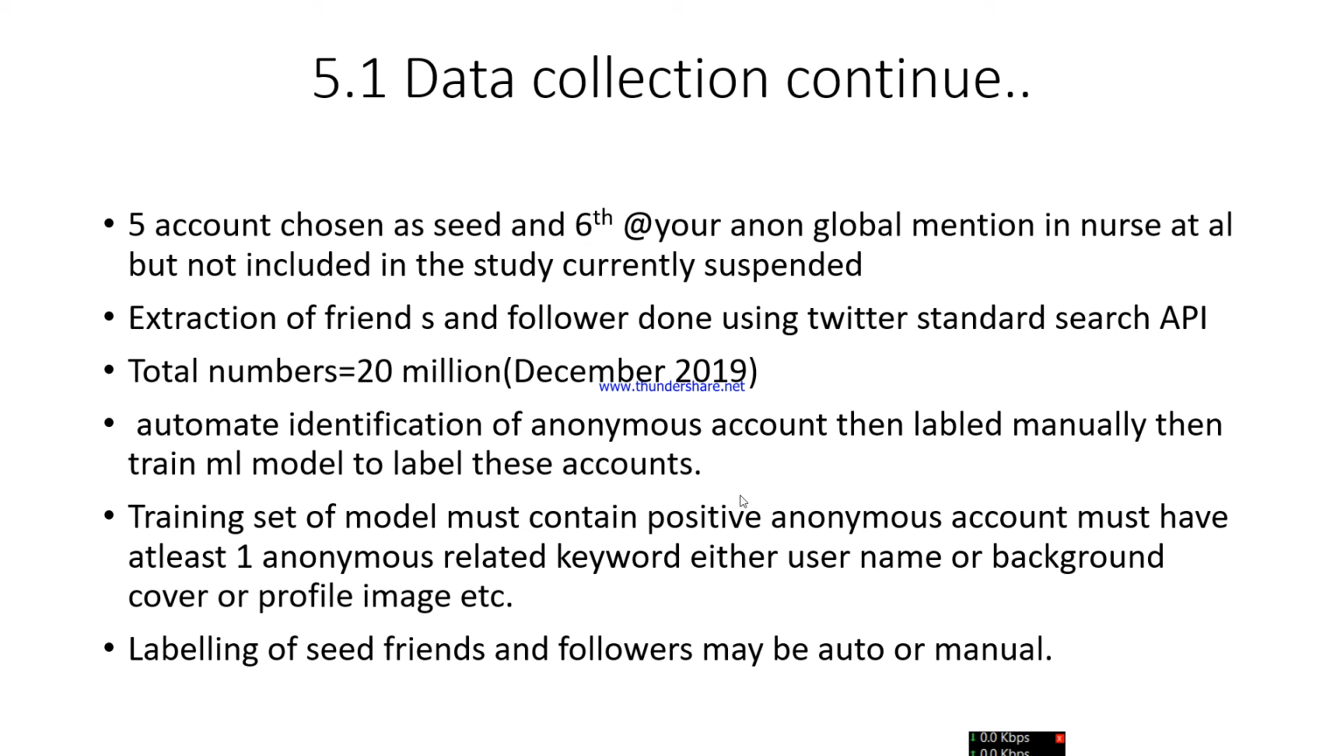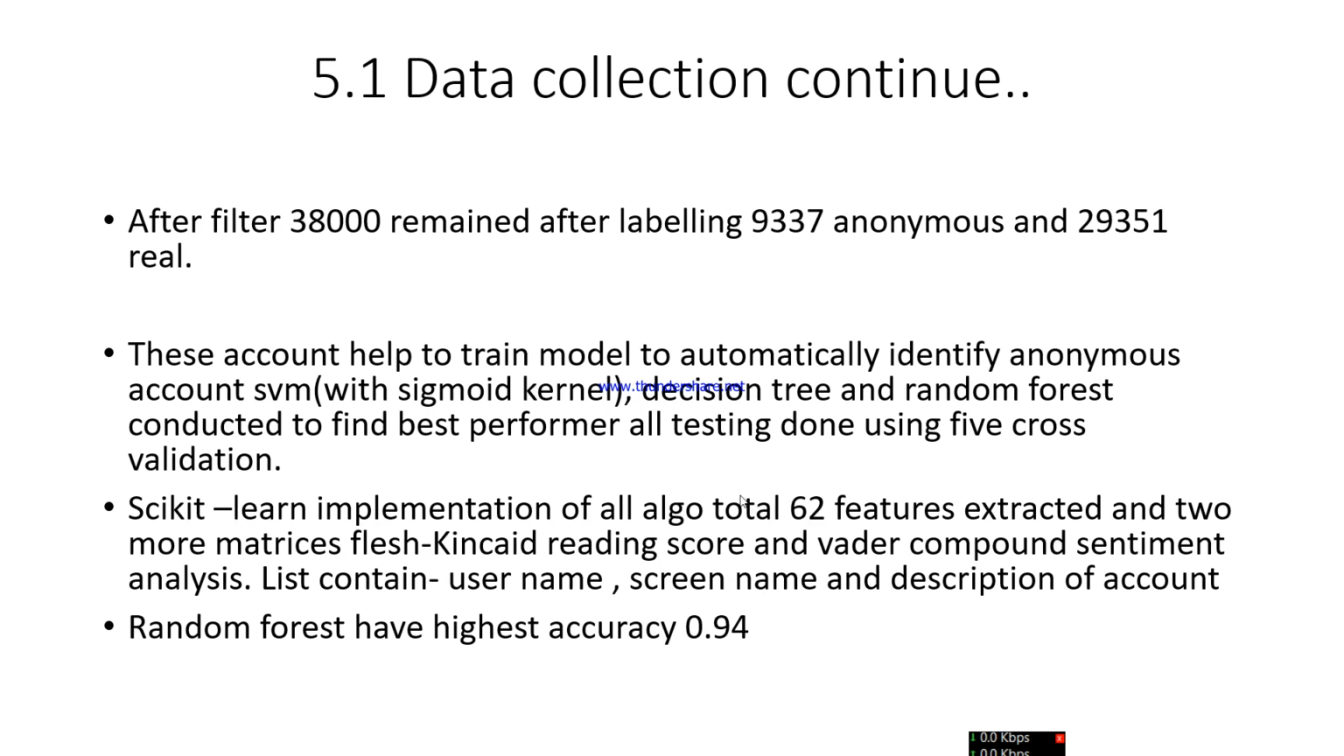So we label these accounts manually or automatically. First we find some anonymous accounts, then we label them manually to train a model. Then the model finds those accounts which are not found manually. The training set of the model must contain positive anonymous accounts and must have at least one anonymous-related keyword, either in user names, background cover or profile image. So labeling of these accounts we have done either manually or automatically.